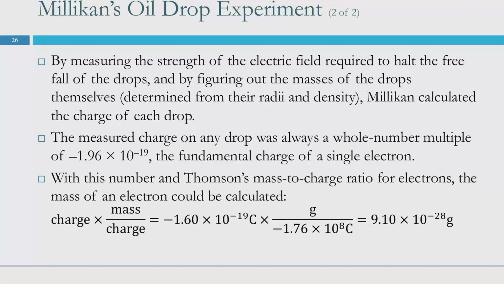But basically he found that the charge on any drop was always a whole number multiple of this number. And so he figured out that this number must be the charge on a single electron, since they're all multiples. So they might have had 2 electrons worth of charge, or 3 electrons worth of charge, or 5, or 15, or 25. But they all boil down to having this amount of charge.